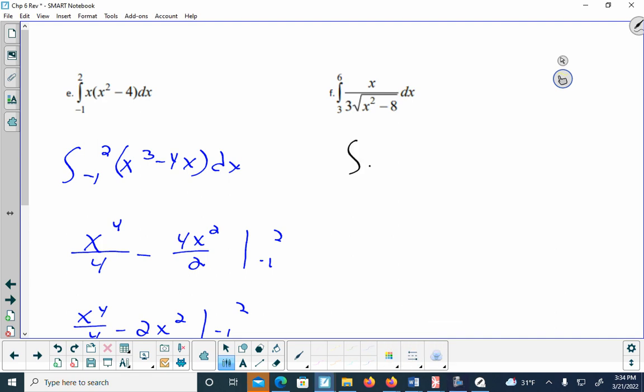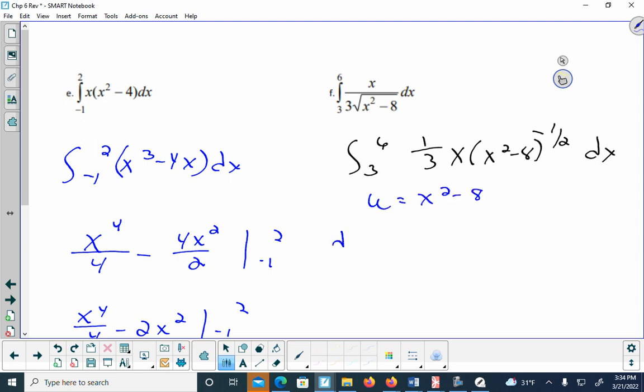All right, I'm going to rewrite this 3 to 6 as 1/3 times x times (x squared minus 8) to the negative 1/2 power dx. So then I have something raised to a power, so I'm going to have to do that u substitution. I'm going to say u is equal to x squared minus 8, and du is equal to 2x dx.